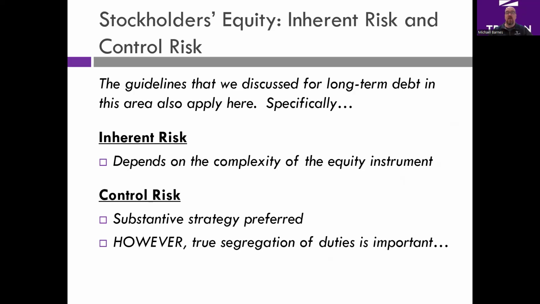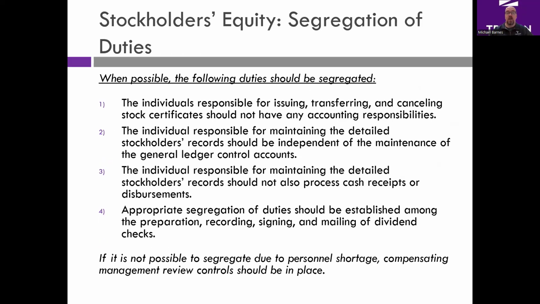Now, we're going to talk a little bit more about testing of investments themselves directly when we have an ownership interest in another organization. That will come in Chapter 16, but we'll talk a little bit more about the items that should be segregated here and now. So when possible, the following duties should be segregated. Individuals responsible for issuing, transferring, and canceling stock certificates should not have any accounting responsibilities. So we're talking about an authorization function being segregated from a recording function.